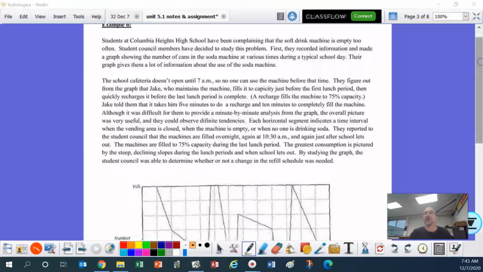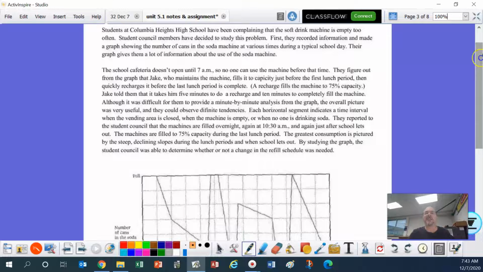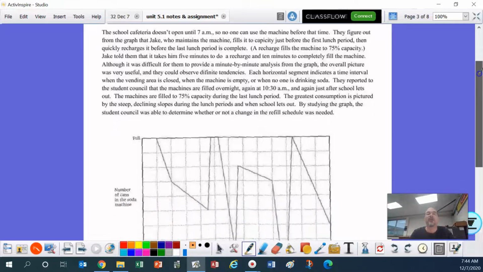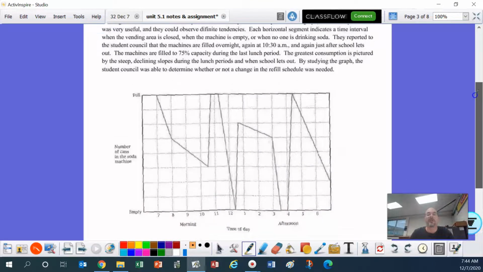Students at Columbia Heights High School have complained that the soft drink machine is empty too often. Student council members have decided to study this problem. First, they recorded information and made a graph showing the number of cans in the soda machine at various times during a typical day. The graph gives them a lot of information about the use of the soda machine. All right, so here is what the graph looks like.